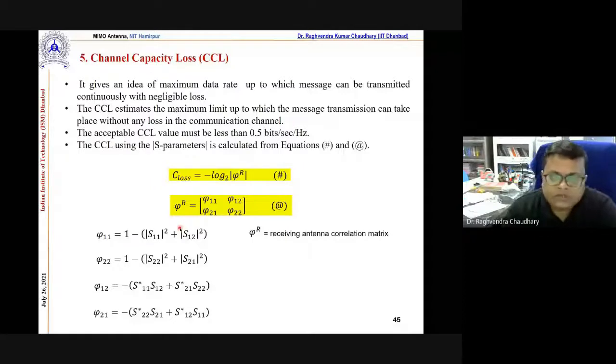Next one, and this can be calculated smartly with your S parameters. Here is the definition. Channel capacity loss is defined as minus log of a matrix built from S11, S12, S21, S22 parameters. So the idea is the maximum rate up to which the message can be transmitted continuously without losses. Correct, and the accepted value is 0.5 bit per second per hertz. Correct.